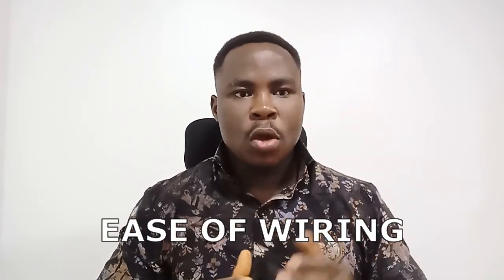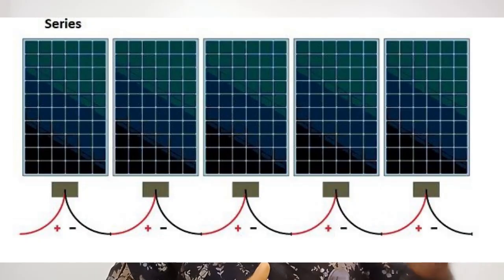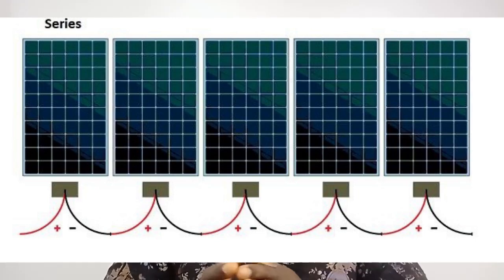Number six is ease of wiring. For a high voltage charge controller, the wiring is simpler and easier. Most of your connections will be in series, which is connecting one panel to another, from negative to positive, from negative to positive, just like that, in a straight line. So the connection is very easy and very simple.